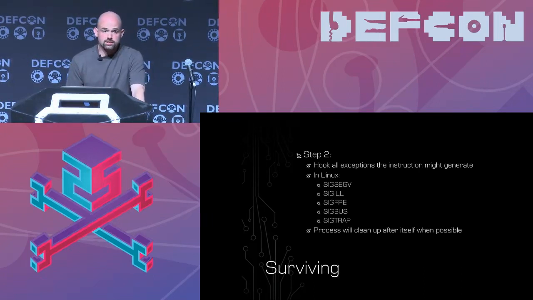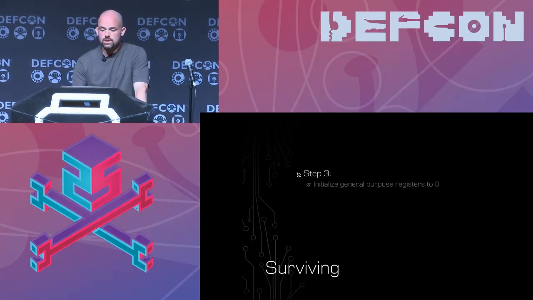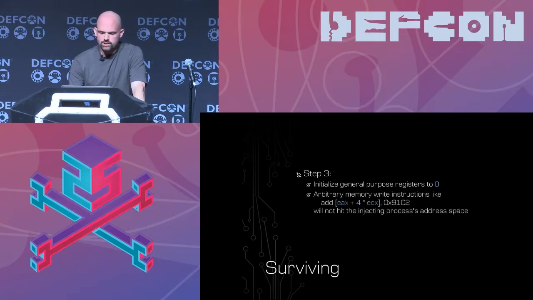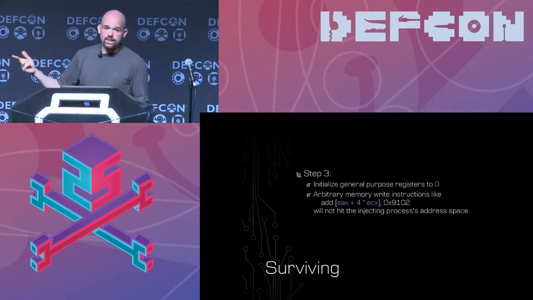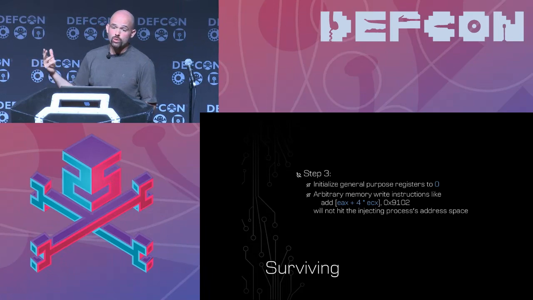By that, I mean the process is going to reload all of the registers to known good values. That way, no matter what happened with the instruction we generated, we reset the system to a known good state. So at step 3, to prevent other types of crashes, we'll set all the general purpose registers on that processor to 0 before we try to execute the instruction. That means an arbitrary memory write instruction, like this one that adds the value 9102 into some location in memory, won't hit something our program needs. We don't want that location in memory to fall into our process's address space.